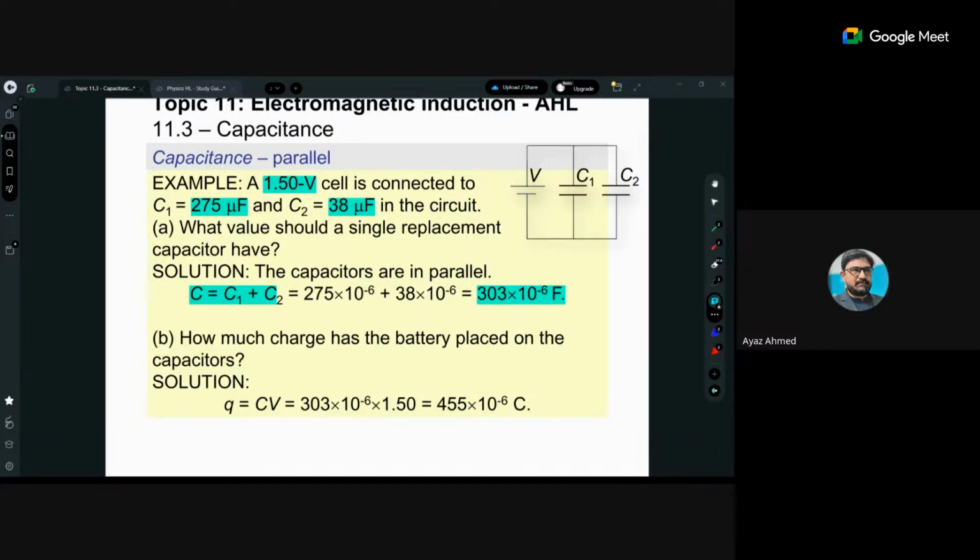So how much charge would be stored, or how much charge has the battery placed on the capacitors? What equation will you use? You will use Q equals CV. You have to find Q. C is 303 microfarad, and V is 1.5. So overall, your answer is 455 microcoulomb. Each capacitor would have a different charge on it.